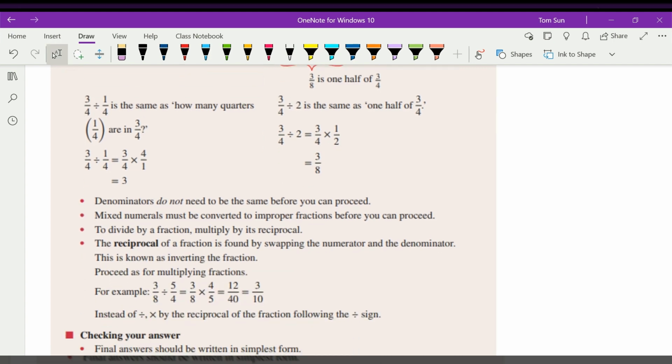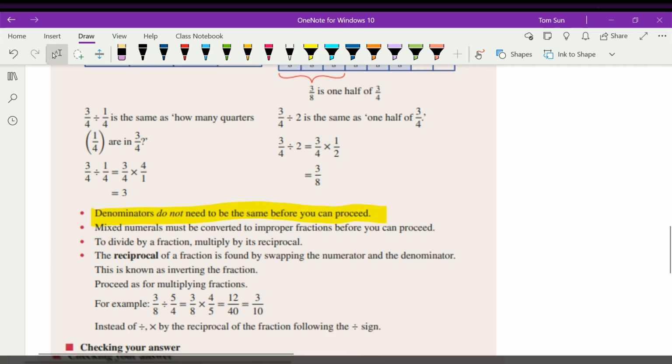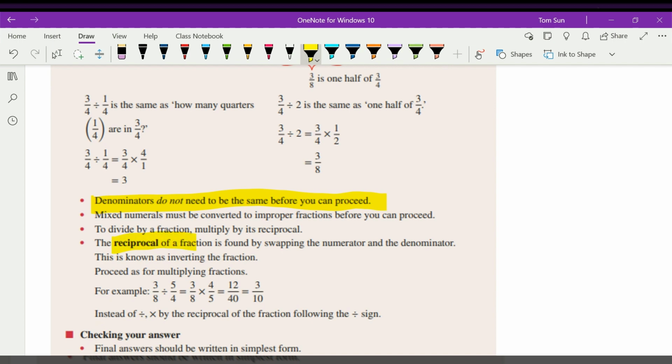Once again, for dividing fractions, which I highlighted up here, you can write down: denominators do not need to be the same before you proceed, okay? But what you need to be able to learn is something called the reciprocal of a fraction. The reciprocal of the fraction is almost like reversing. You're just swapping the numerator for the denominator. So the reciprocal of, say, 3/4 is actually just 4/3. I'm just swapping it over.